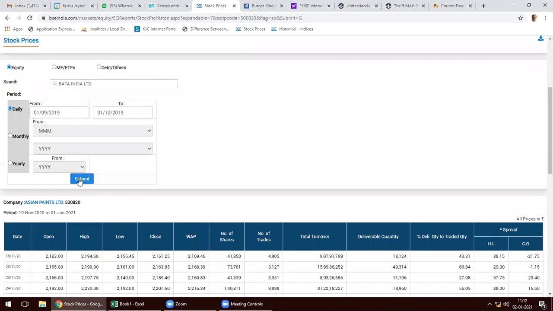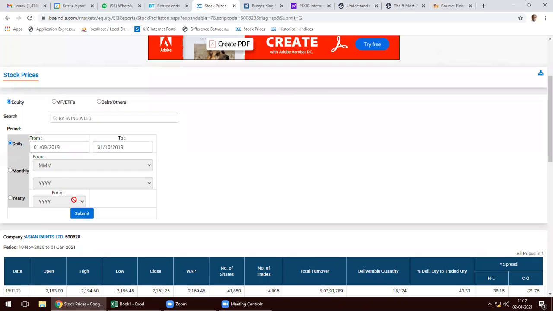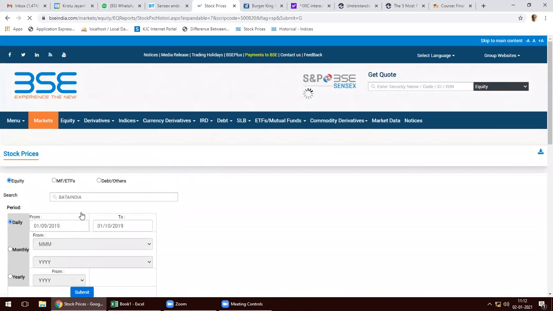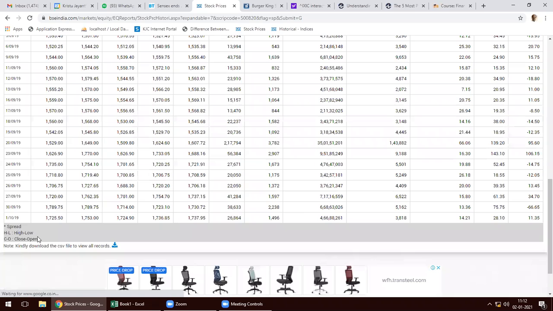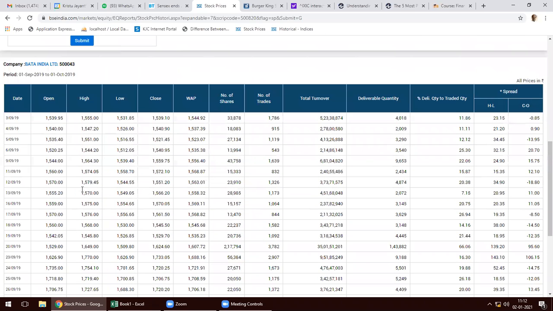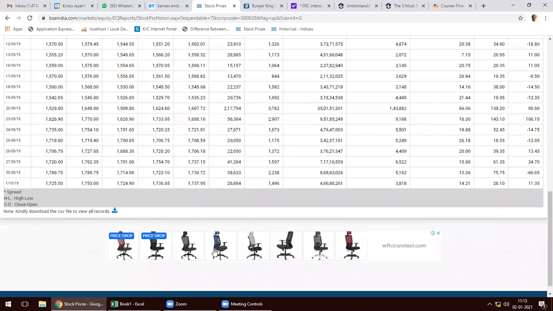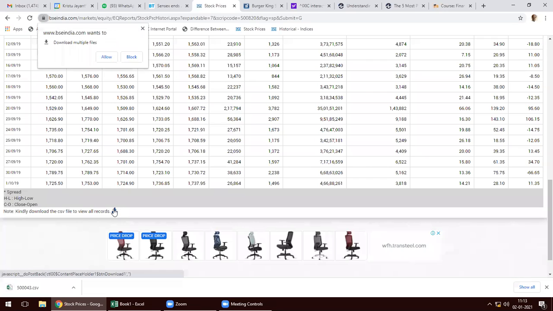Then you have to submit. So here the prices are available as usual. Go here, download the CSV file.